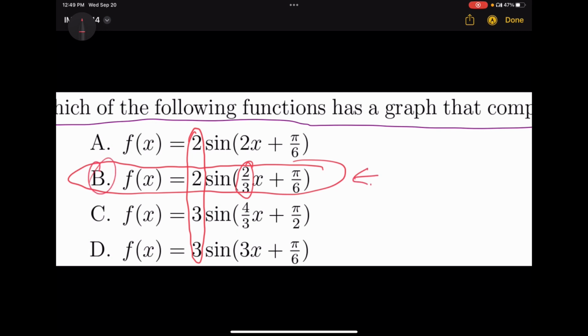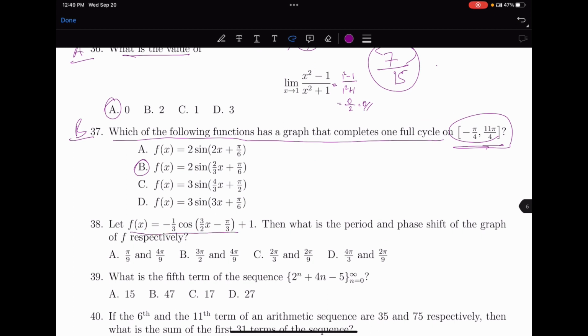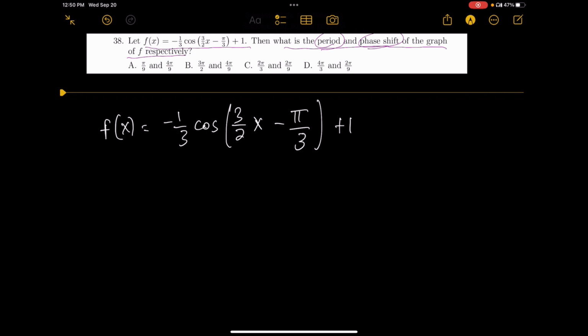the answer is B. 38: let f of x be this function, then what is the period and the phase shift of the graph of the function f respectively? Now our function f of x is given by negative 1 over 3 cosine of 3 over 2 x minus pi over 3 plus 1. Now what is the period, and what is the phase shift?